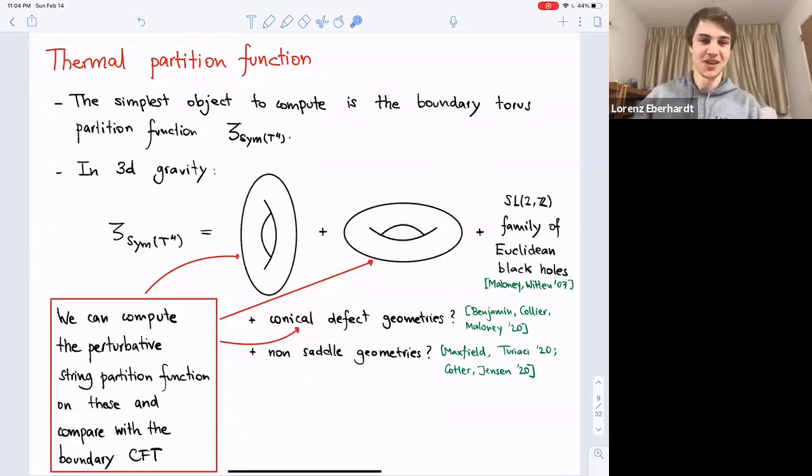Okay, but now I want to do exactly the same thing for string theory. So let's just take string theory, compute all of the perturbative string partition functions on all these geometries. We can even compute them on those, but as I said, we cannot compute them on those. And let's see what we get.